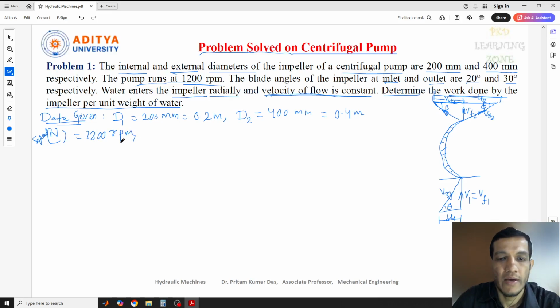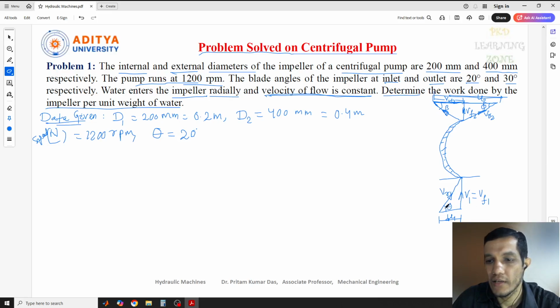rpm. Okay. And the next one is given, blade angles of the impeller at inlet and outlet conditions of 20 degree and 30 degree. So that is, we can write, at inlet condition, the vane angle at inlet condition, this is theta equal to 20 degree.